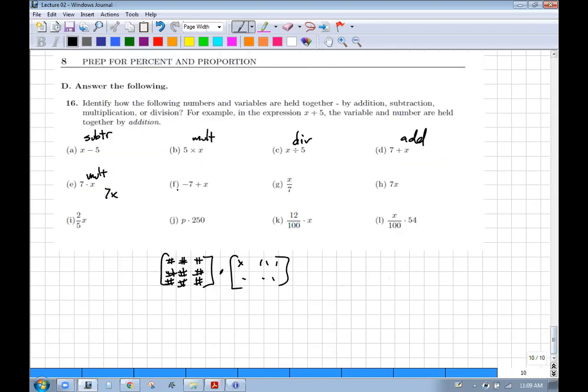We'll finish this. I'm going to show you something cool. So here we got a -7 plus an X. We're adding. Here we're dividing. Here we're multiplying. Here we have 2/5 times an X. So we're multiplying. Sorry, Zoe was asked a question about the matrix. Oh, yeah. What are they used for in the real world?